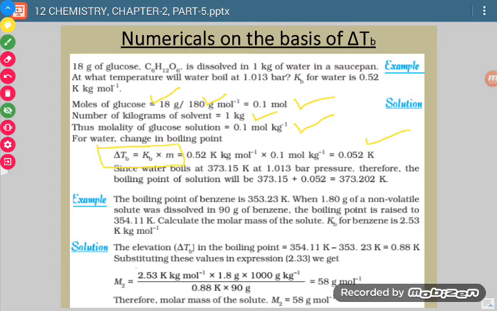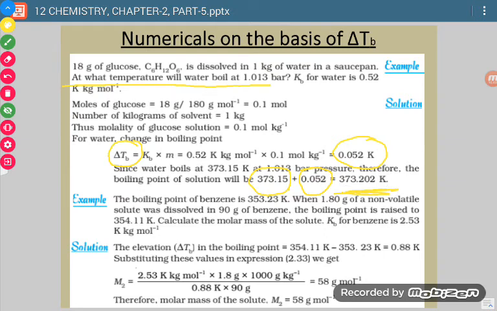Now what we got till now is the elevation in boiling point. Now it depends on what is asked from us. What is asked? At what temperature will water boil? So we have to calculate the boiling point temperature of the solution. Boiling point temperature of solution is equal to boiling point of pure solvent plus elevation in boiling point. So it comes out to be this much.